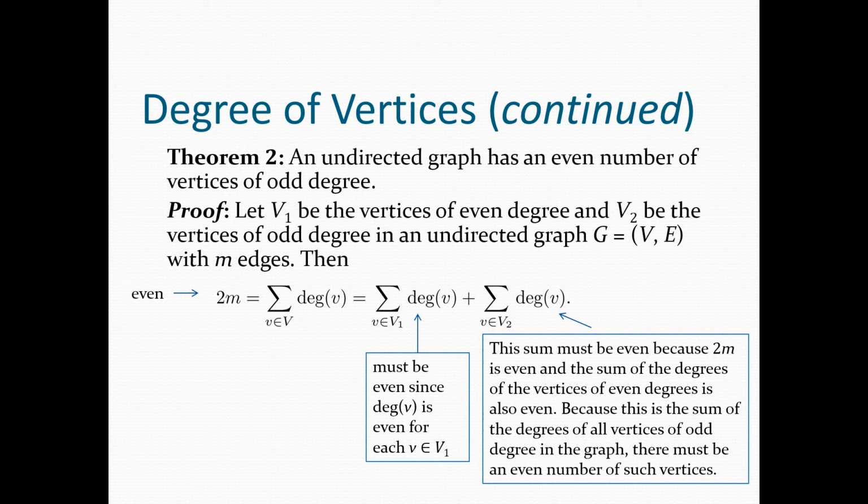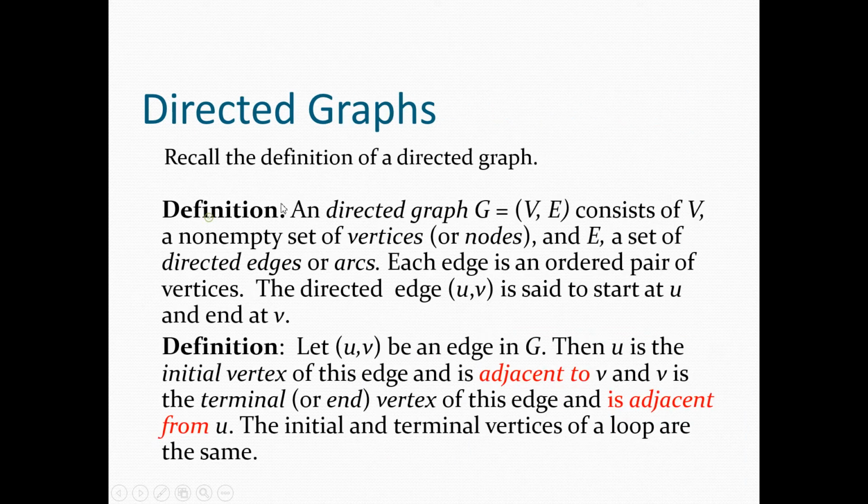Okay, degree of vertices. Theorem number 2. An undirected graph has an even number of vertices of odd degree. So this is also a result to remember. An undirected graph has an even number of vertices of odd degree.